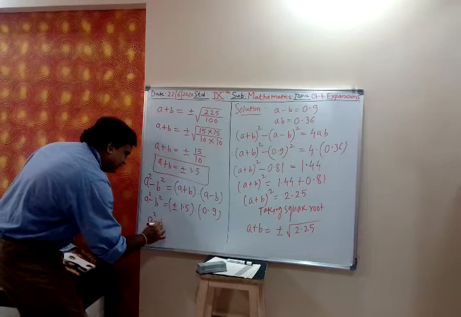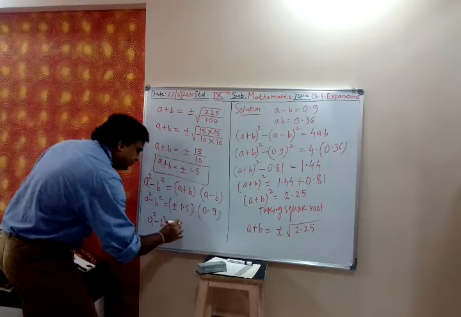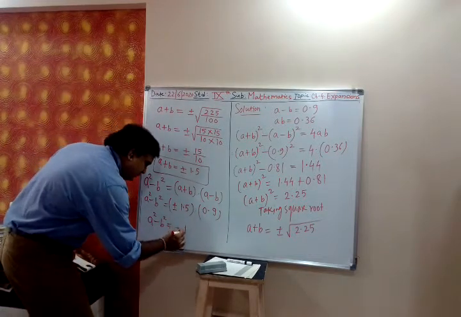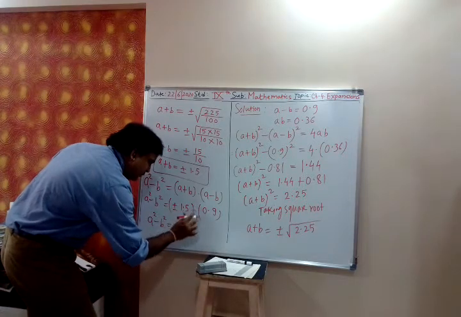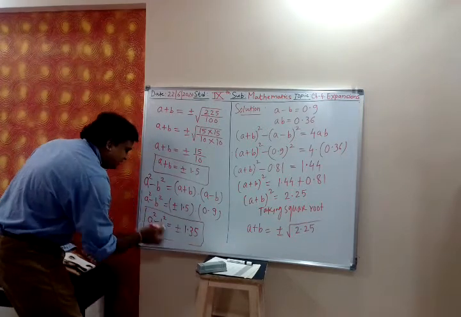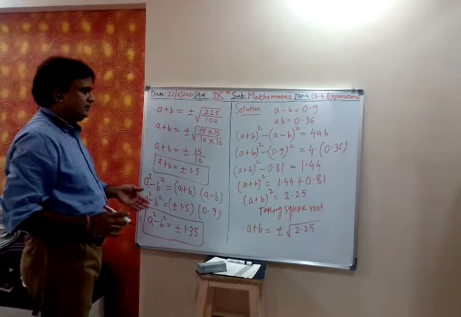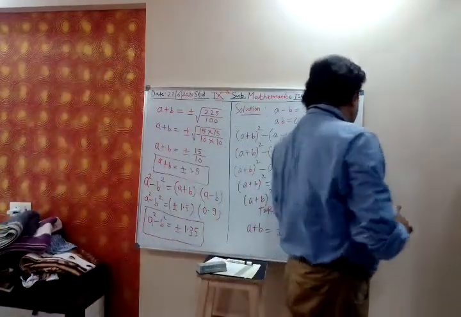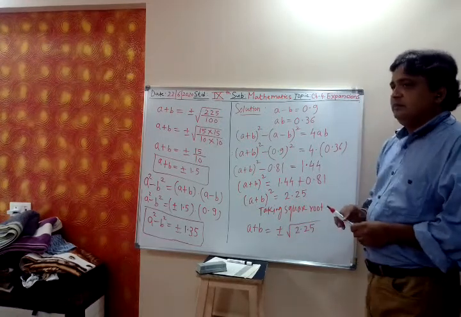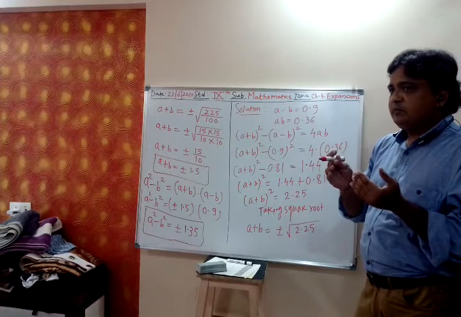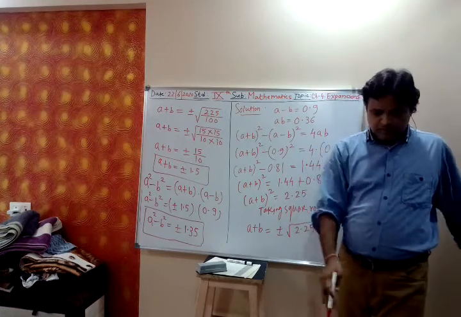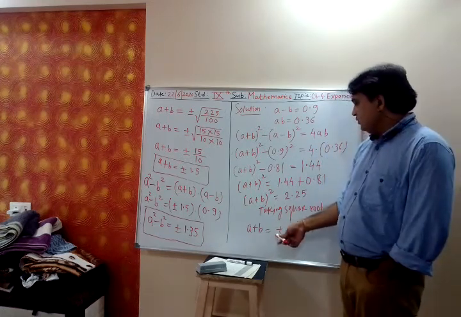A square minus b square: the answer will be plus minus 1.5 into 0.9, you have to multiply. So plus minus 1.35, and this is the answer for a square minus b square. It will be plus minus, because when we take square root, both signs will come. Plus will also come, minus will also come, because minus 3 square is also 9, plus 3 square is also 9. So when we take square root, both signs should come.